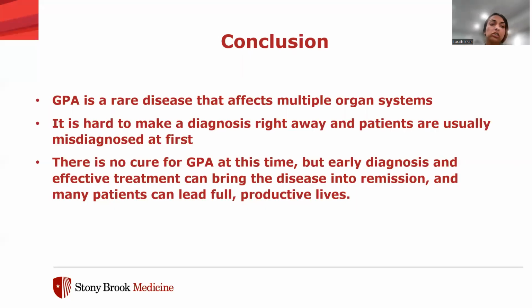So in conclusion, GPA is a rare disease that affects multi-organ systems. It's really hard to make a diagnosis right away, and that's why patients are usually misdiagnosed at first. And again, that leads to delays in treatment because they're not being treated properly for the right disease. There is no cure for GPA at this time, but early diagnosis and effective treatment can bring the disease into remission, and many patients can lead full and productive lives.